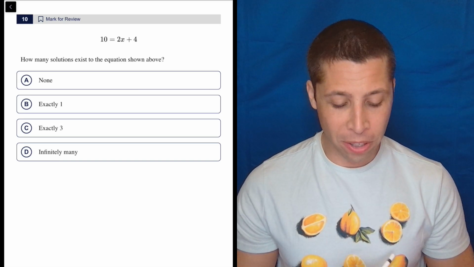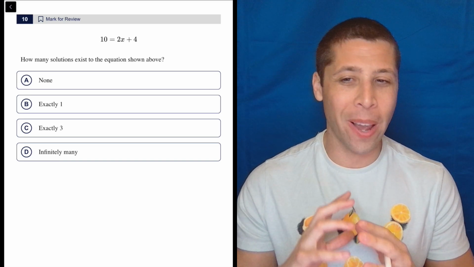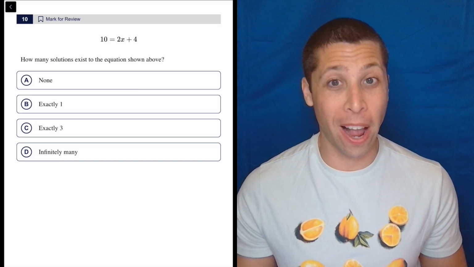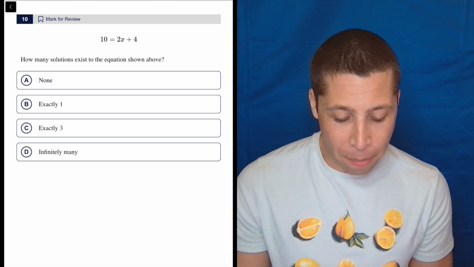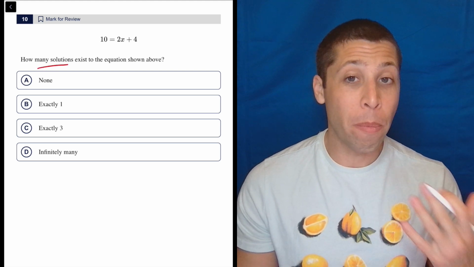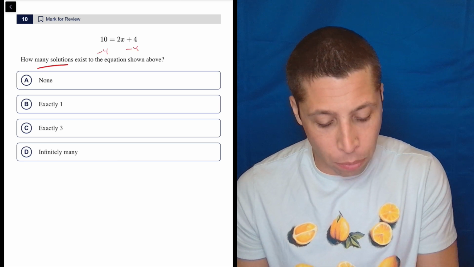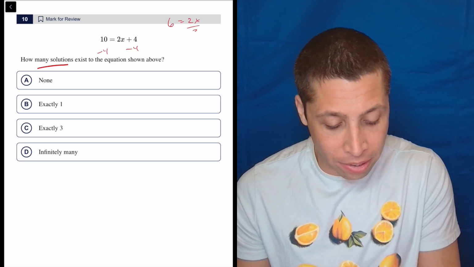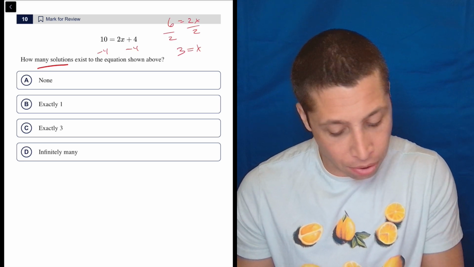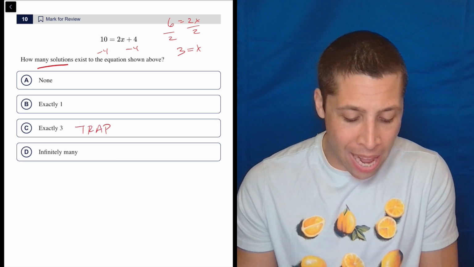This is a really easy question, but it's phrased in such a way and the answer choices are such that they're going to try to manipulate you, right? So how many solutions exist to the equation above? What many you're going to do robotically is just solve for x, right? So you're going to subtract 4, you're going to get 6 is equal to 2x, divide by 2, x is 3. But that's not what they're asking.